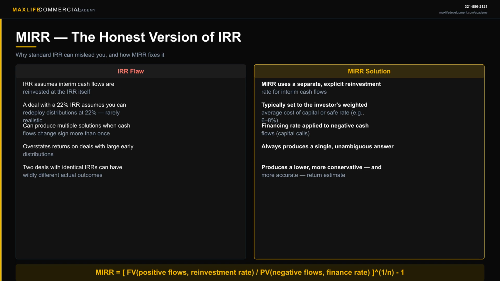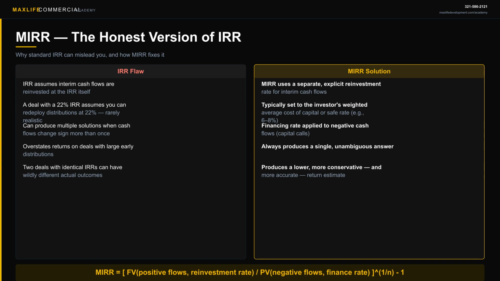Worse, when a deal's cash flows change sign more than once, say you have a capital call partway through the hold, IRR can mathematically produce multiple valid answers, which is useless for decision making. MIRR fixes all of this by using two explicit honest rates. Positive cash flows are assumed to grow at a realistic reinvestment rate, typically your weighted average cost of capital or a safe rate around 6 to 8%.